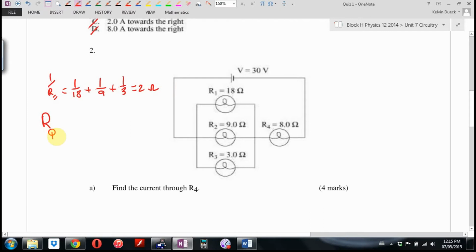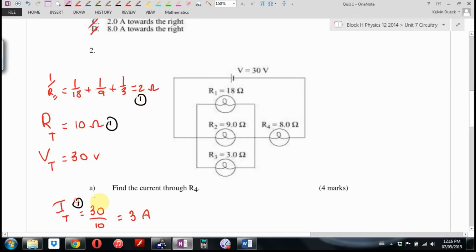So, what's the total resistance of this circuit? 10 ohms. 8 and 2, now in series. What's the total voltage of this circuit? 30. What's the total current through this circuit? 30 divided by 10. What'd you get, Anthony? And you know what? That is also the current going through R4. How many marks? I'd give you 1 for that, 1 for that, 1 if I saw that, and 1 for that.